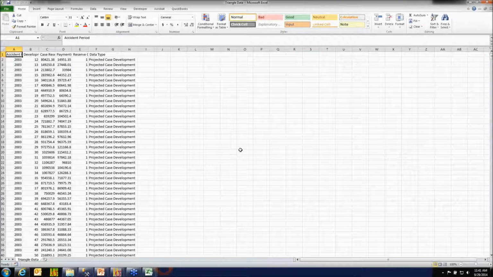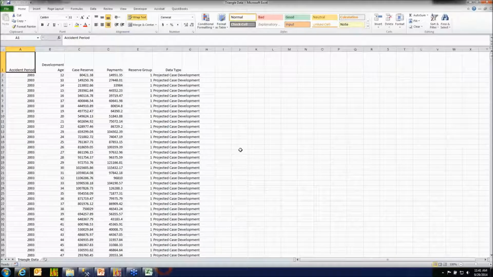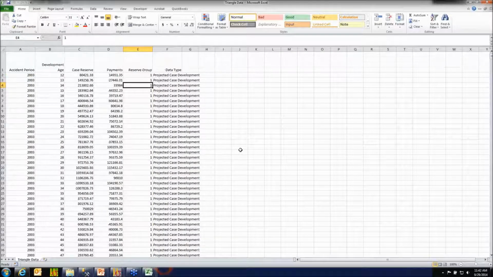Okay, so here we've got for each accident period and development age, the case reserve balance that's sitting out there, and the incremental payments. We've got a reserve group that was actually defined by the software based on a tiered structure looking at high development to low development. So we've got 3 tiers being developed there, and then we've also got projected case development as well as history.